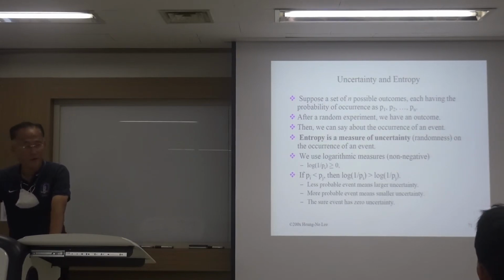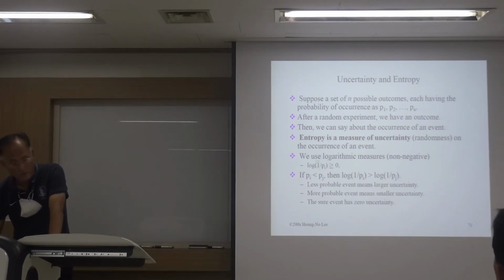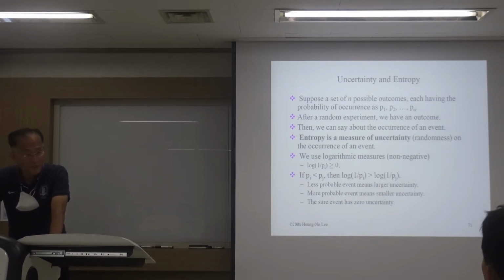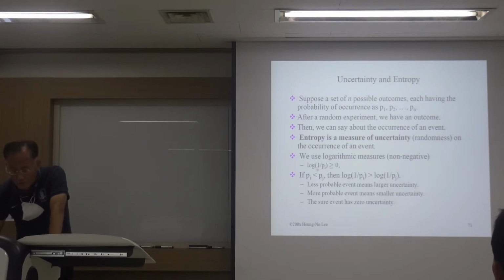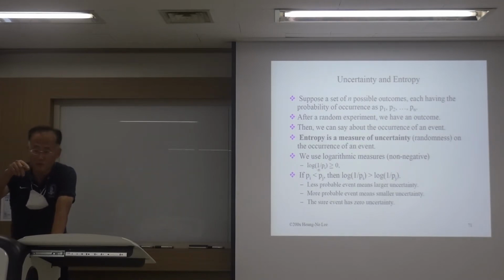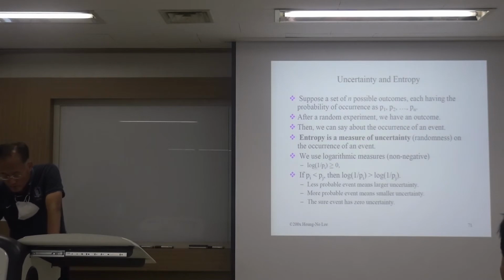How do you do that? Apply the log, the log of inverse probability. Why do you inverse? In order to make it a non-negative measure. When you apply log to pi, pi is a number between 0 and 1, so when you take the log, it becomes negative. You don't want that. So that's why we are doing this.